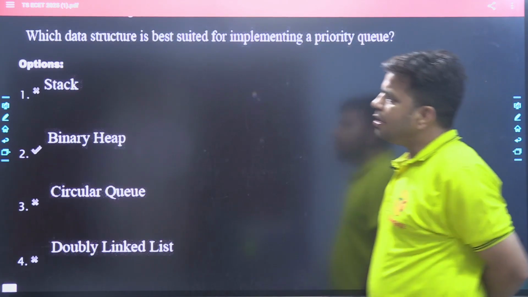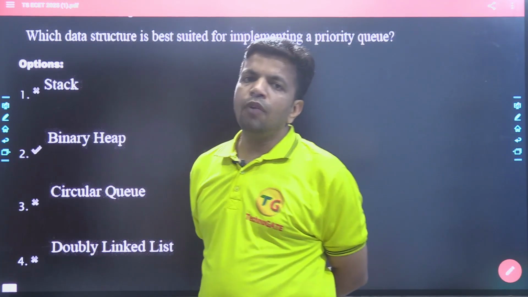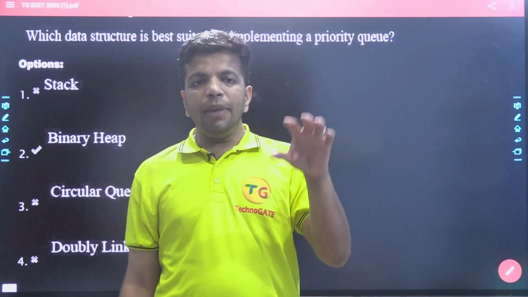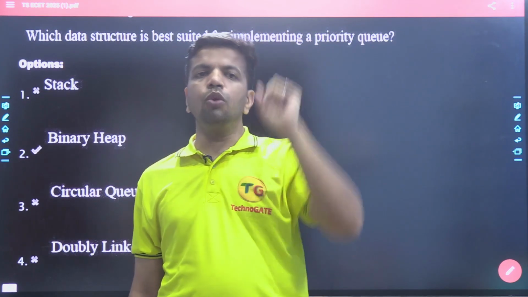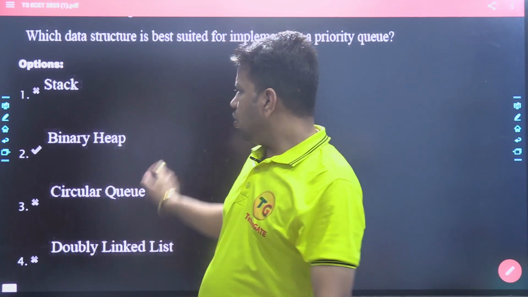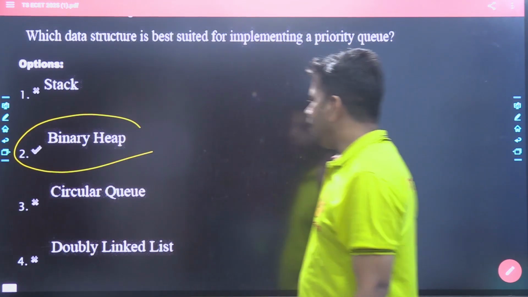Which data structure is best for implementing a priority queue? Whenever you need to implement a priority queue, you can use the concept of heap. Min heap means the smallest element at the root, and max heap means the largest element at the root. So the best option is binary heap.